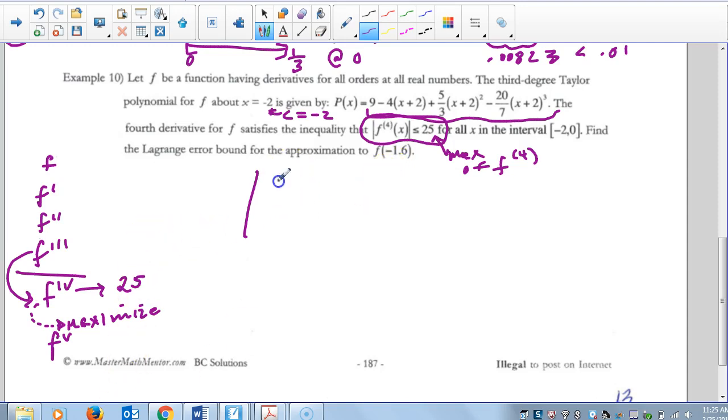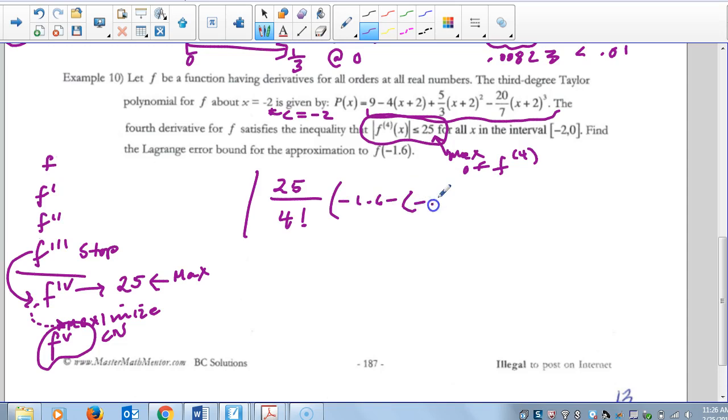So your maximum is 25. Underneath, I've got 4 factorial, because remember, we're stopping here. We're maximizing this one, because we stopped here. Maximize the next one, which means I have to find critical numbers of the 5th. But we don't need to do any of that because they told me the maximum. So 25 over 4 factorial, -1.6 minus -2.